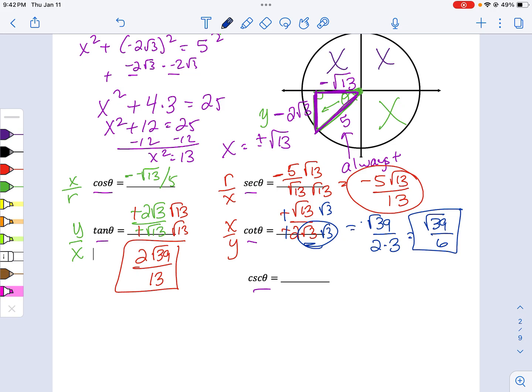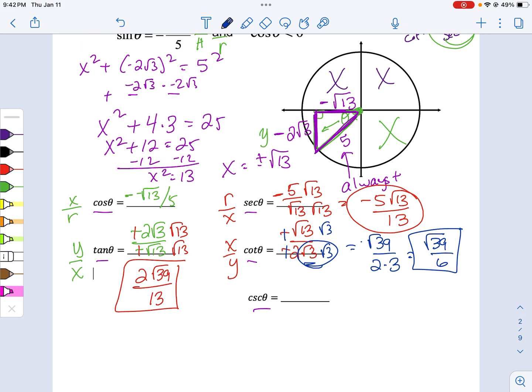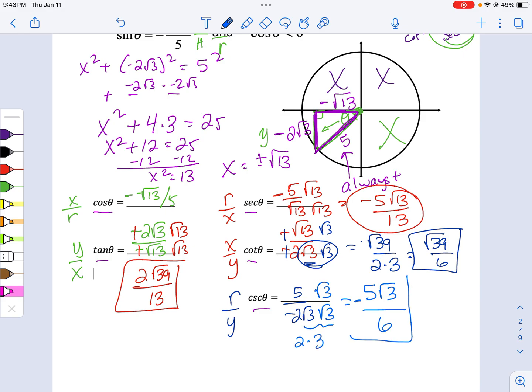All right, and then the last one is cosecant. Well, I know cosecant is the reciprocal of sine. So sine is y over r, so this has to be r over y. So my radius was 5, and my y value is negative 2 root 3. So again, we've got to rationalize here, so I've got to do root 3 on the top and root 3 on the bottom. So that gives me 5 root 3 up top. And also, I have a negative, so I'm going to go ahead and throw that negative out in front. And then this down here again is 2 times root 9, which is 2 times 3. So that gives me a 6.